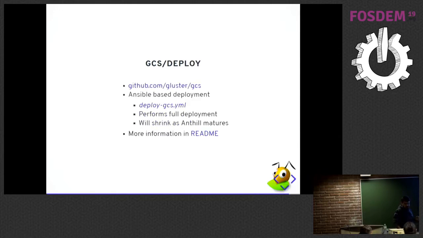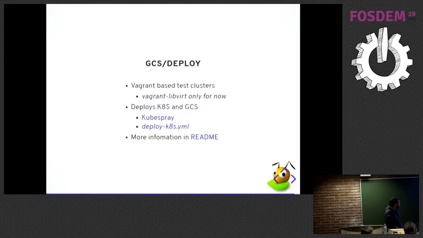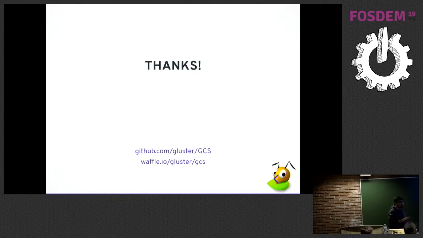So this deployment tool is available under the GCS project. There is a github.com/gluster/GCS. Under this, we have a deploy directory where all of this is contained. And that's basically it.